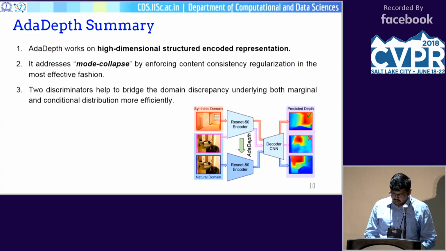In summary, AdaDepth works on high-dimensional structured encoded representation. It addresses mode collapse by enforcing content consistency regularization in the most effective fashion. Finally, the two discriminators help to bridge the domain discrepancy underlying both marginal and conditional distribution, which is crucial for domain adaptation.